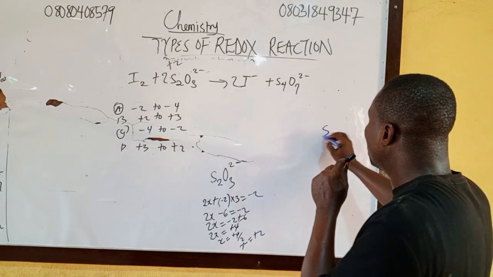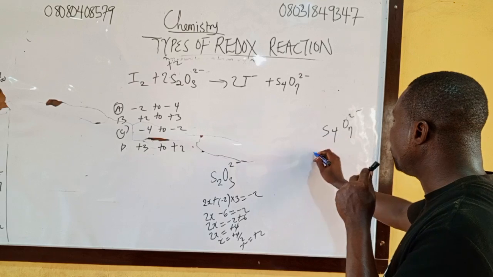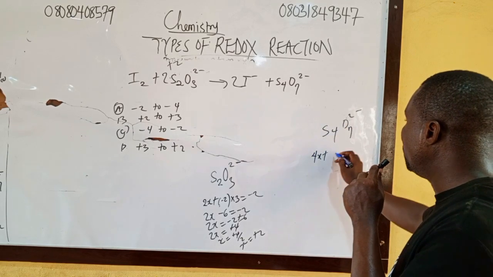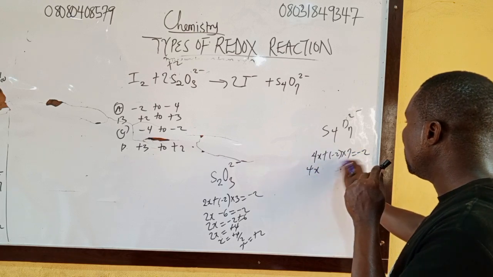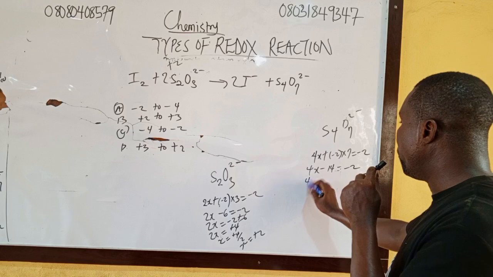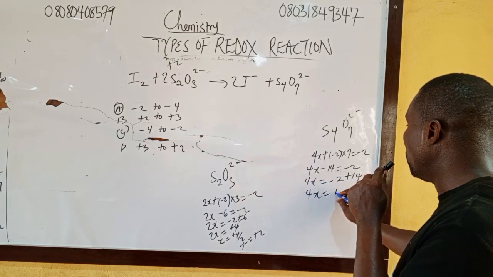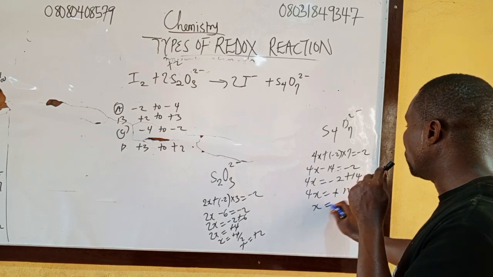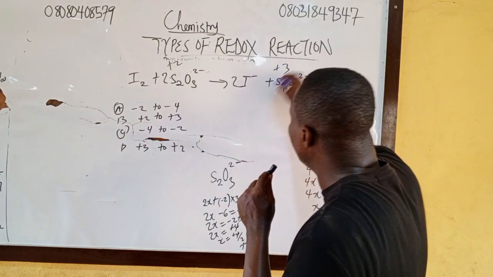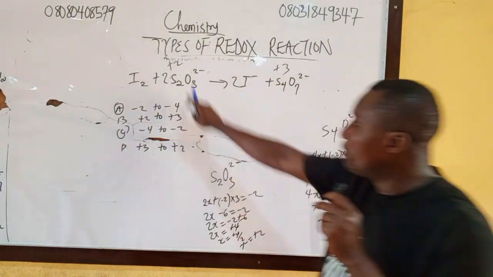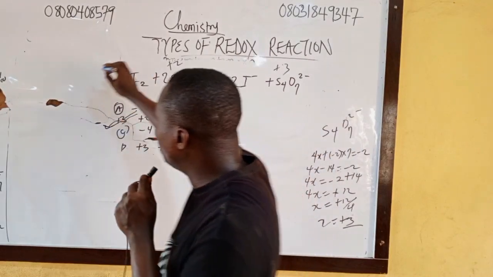What is sulfur here? Let us calculate it. Sulfur, unknown, x, that is 4x, plus oxygen, minus 2, times 6, everything equal to minus 2. You have 4x minus 12 equal to minus 2. 4x equal to minus 2 plus 12. Therefore, x equal to plus 10 over 4, that is plus 2.5. That means the change in oxidation number of sulfur is from plus 2 to plus 2.5. The option is B. That is a JUPEB question.